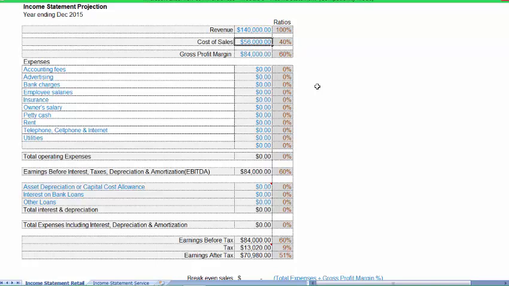If this is an historical income statement, say for the last year, this would be my actual sales that I've generated. So $140,000, cost of sales $50,000, gross profit margin $84,000.